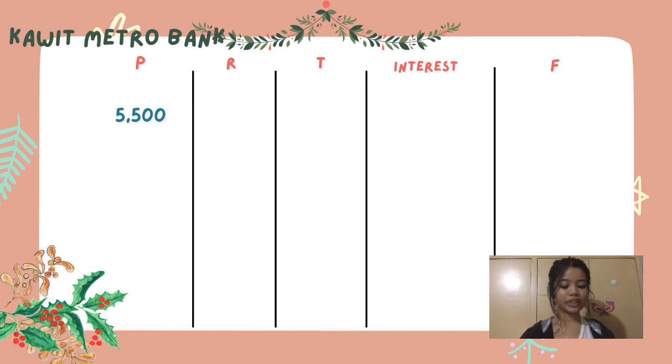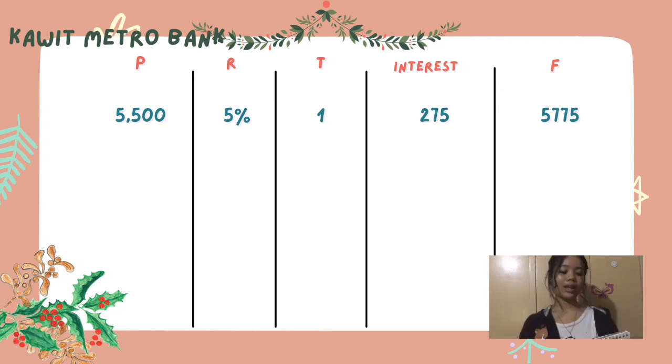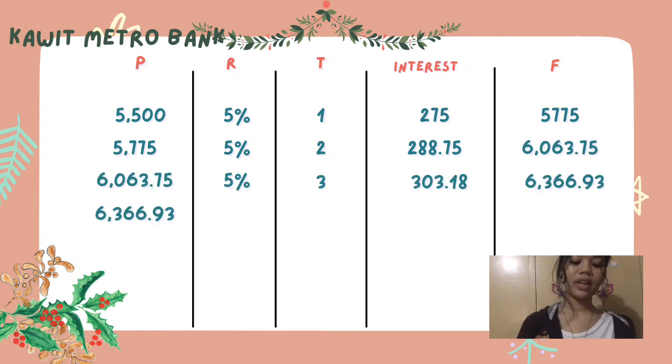The principal value is 5,500 pesos and the 5% of it is 275 pesos. So, 5,500 pesos plus 275 is equal to 5,775 pesos. And to continue the solving, 5,775 pesos plus 288.75 pesos is equal to 6,063.75 pesos.